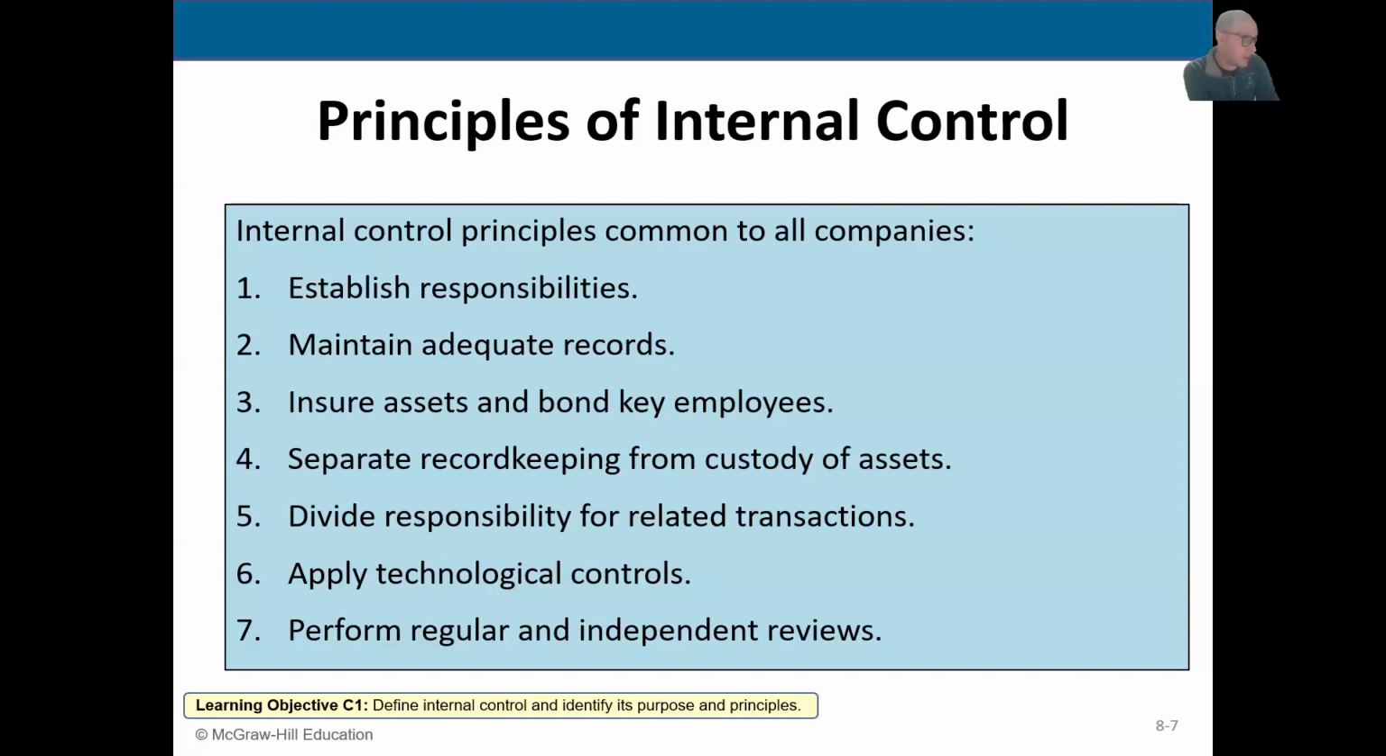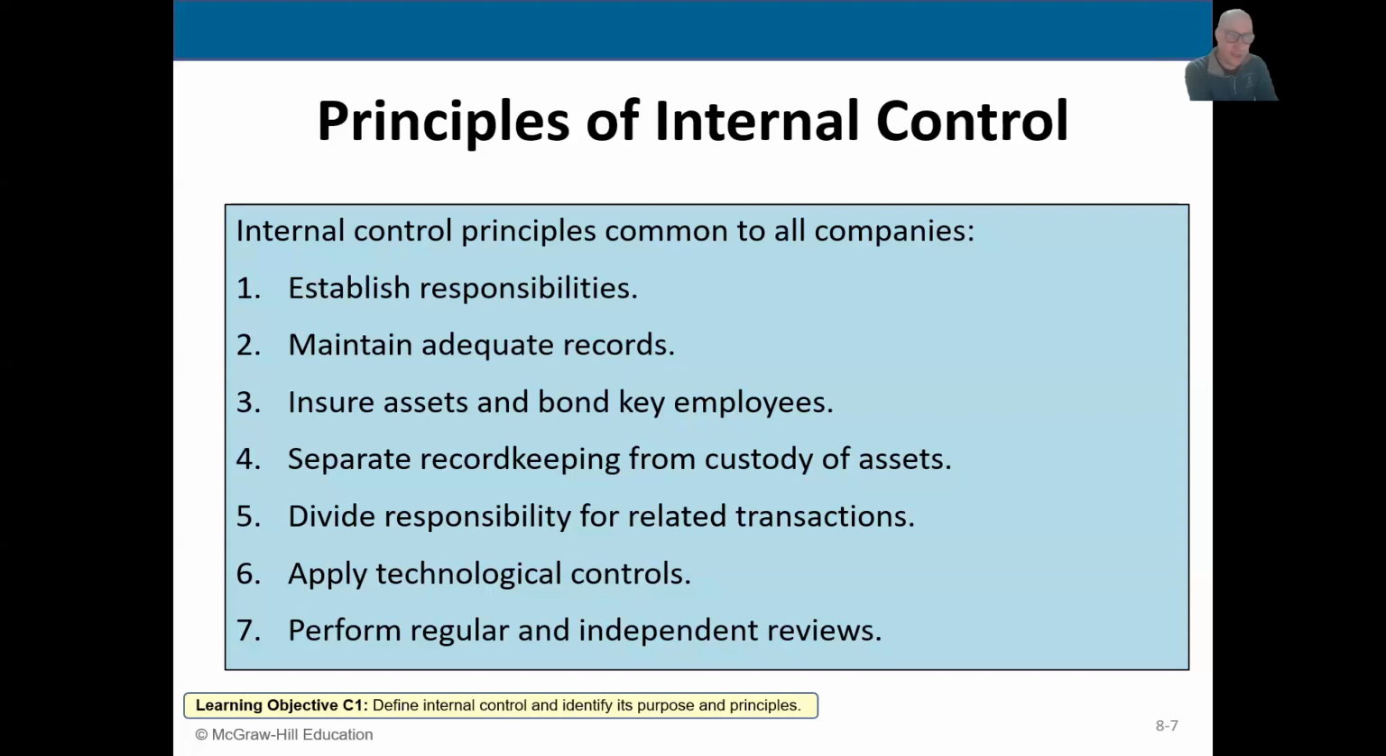Number 3, ensure asset and bond key employees. Okay, this is 2 parts. Insuring assets means having insurance on your assets. You purchase liability insurance for your assets to protect your assets, right? This is usually done through what we call an umbrella policy. An umbrella policy is an insurance policy that's purchased by the company to insure things like property, plant, and equipment, and then of course things like cash, accounts receivable, etc. Right? Insuring the assets.